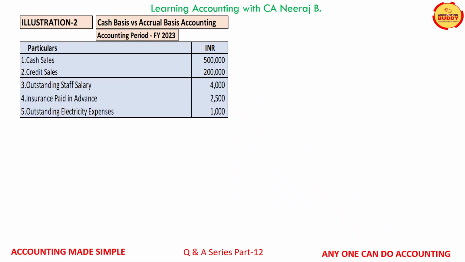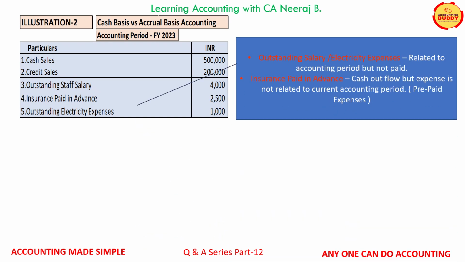Outstanding staff salary is 4,000 and outstanding electricity expenses are 1,000. While 2,500 has been paid as advance insurance, I sincerely hope we understand these terms. Yes, outstanding salary and outstanding electricity expenses mean that these expenses are related to the accounting period but are still not paid till the end of the accounting period. Insurance paid in advance means amount paid for the future period and it is a prepaid expense.